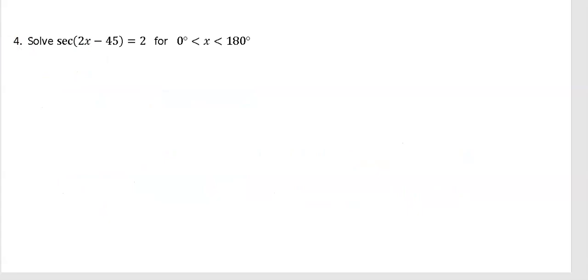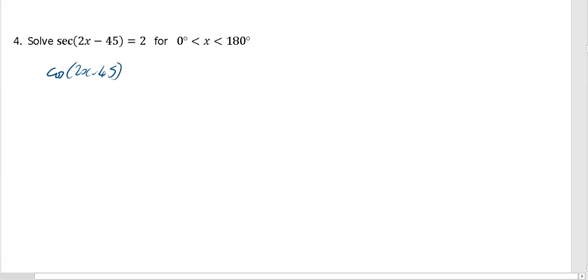Okay, good example here. It says solve sec of 2 theta minus 45 is equal to 2. So to do this, what I'm going to do first of all is get rid of the sec. Sec is 1 over cos. So if I reciprocal the left hand side, I'm going to get cos of 2x minus 45. So I've reciprocalled the left hand side to get back to cos, so I must reciprocal the right hand side, so it becomes a half.